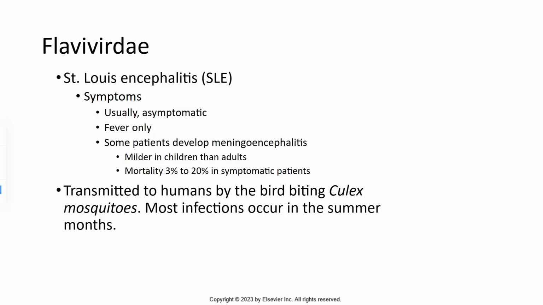St. Louis encephalitis, or SLE. Symptoms: usually asymptomatic, fever only. Some patients develop meningoencephalitis, milder in children than adults. Mortality 3 to 20% in symptomatic patients. Transmitted to humans by the bird-biting Culex mosquitoes. Most often occurs in the summer months.